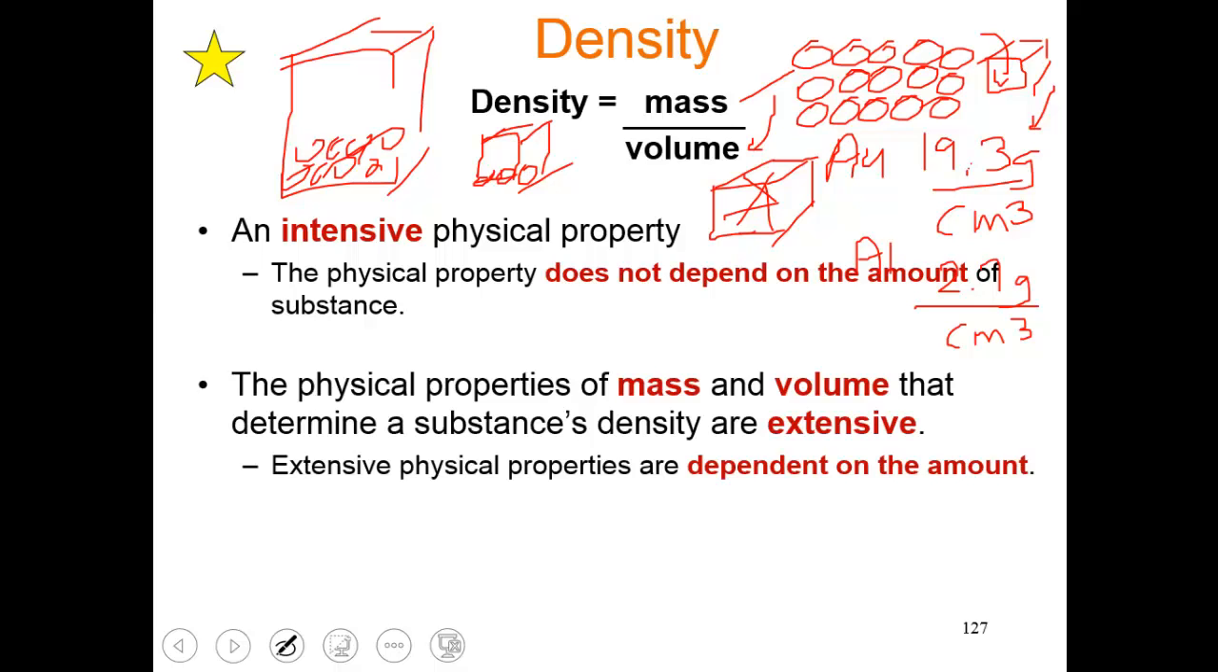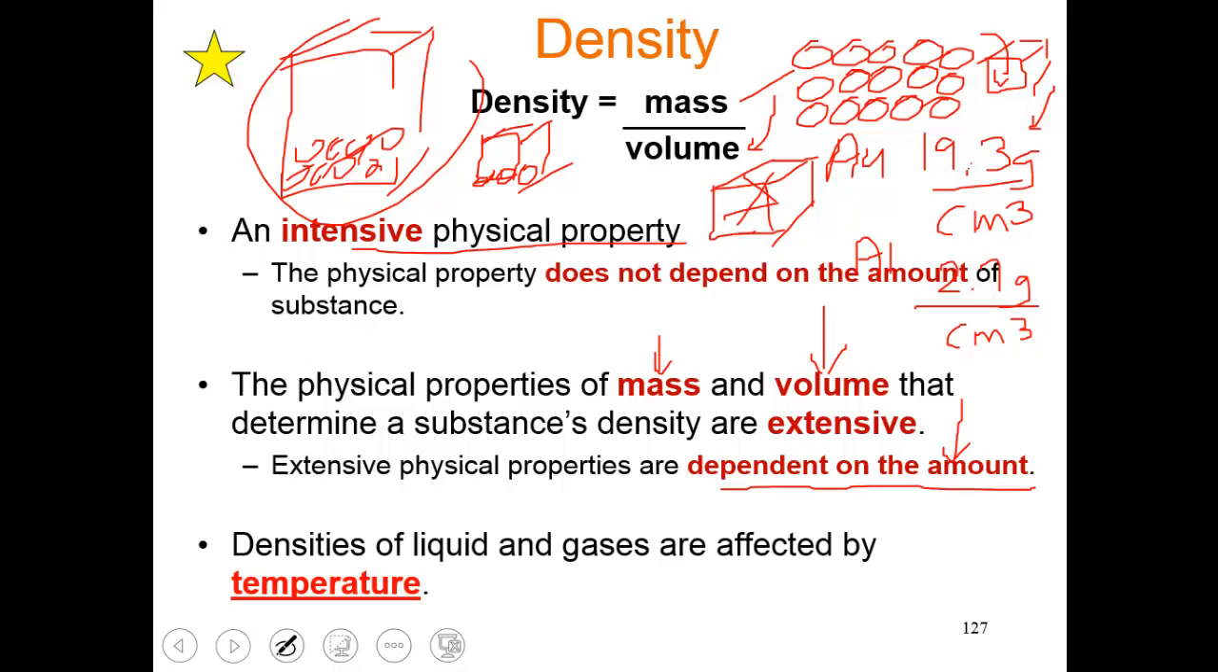Now, in terms of the extensive physical properties, mass does depend upon the amount, how big the box is. Volume depends upon the amount of substance, whereas density does not depend upon the amount of the substance. And density is an intensive property. The extensive properties are mass and volume that make up the equation.